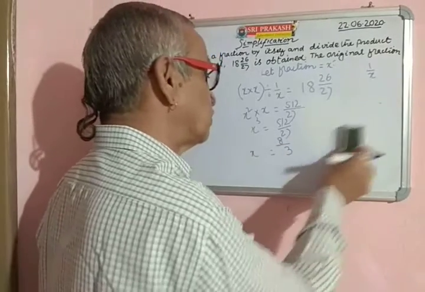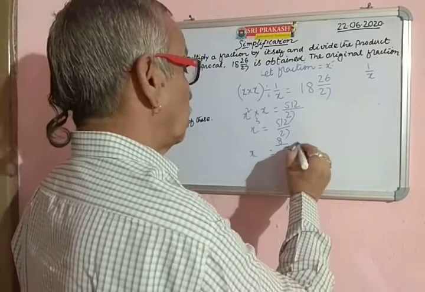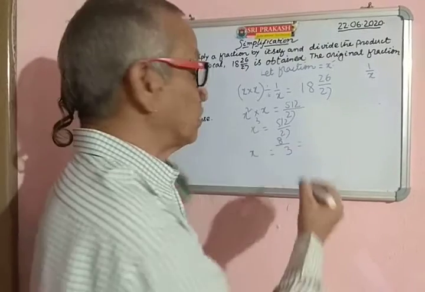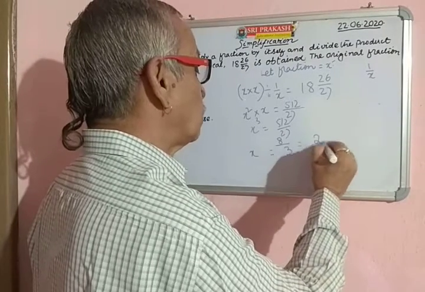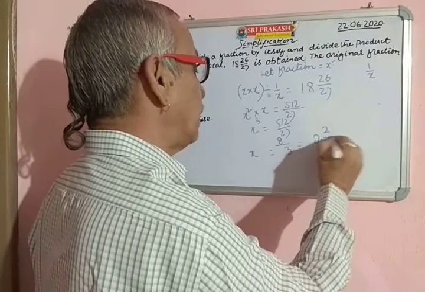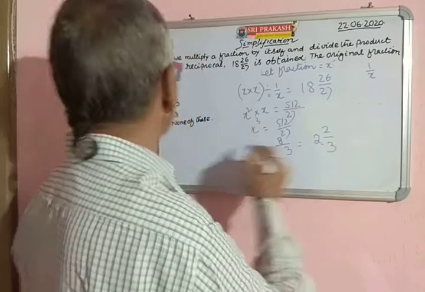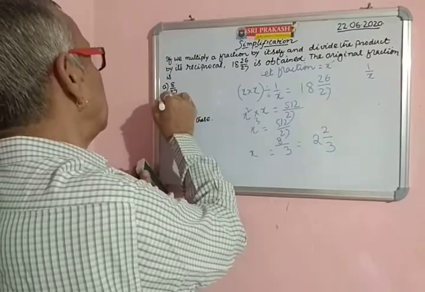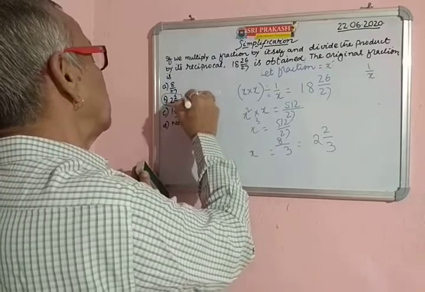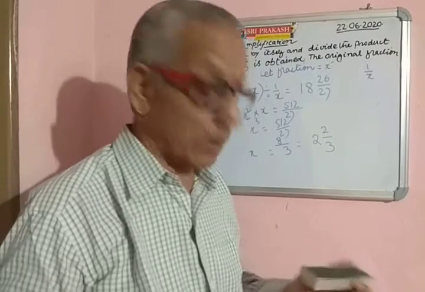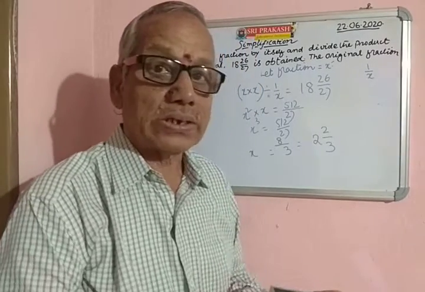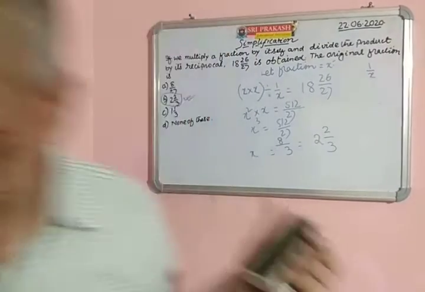That means if you change this into a mixed fraction, you get 2 2 by 3. 2 3 are 6, 8 by 3. Where your B is the right answer. I think you understood how to solve this type of question.